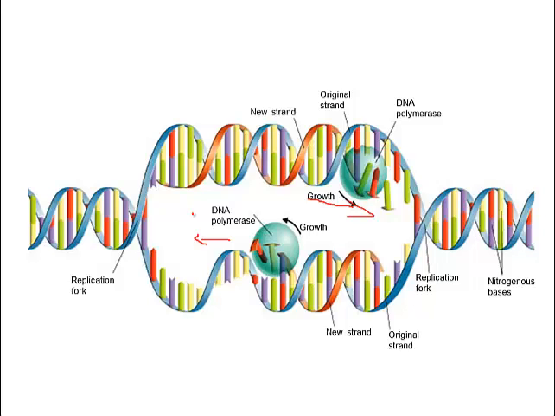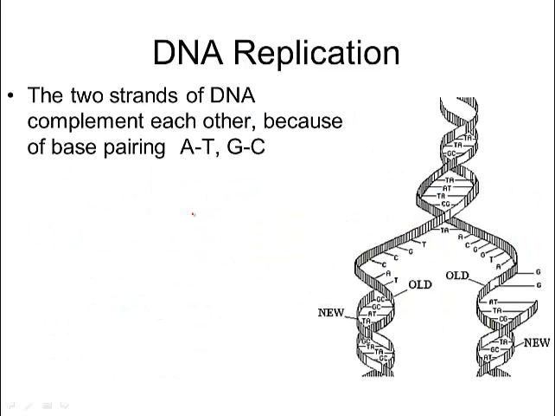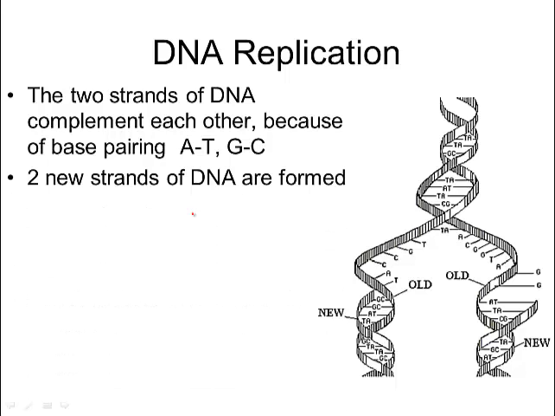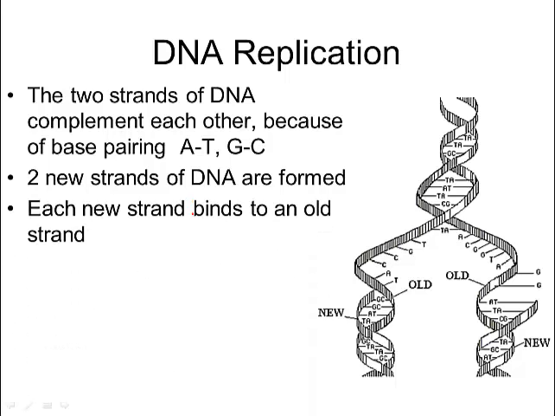Through this process, what you end up getting in DNA replication is that two strands of DNA are going to complement each other. Remember, our two original strands complement each other because of base pairing. A will only go with T, and G will only go with C. And we're going to end up forming two new DNA strands. But the two new strands do not go together. Each of the new strands is going to bind to one of the old strands. So again, this is just showing you one of the replication forks.